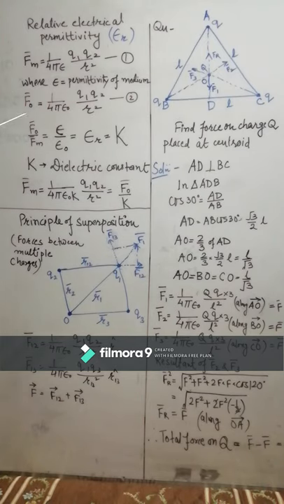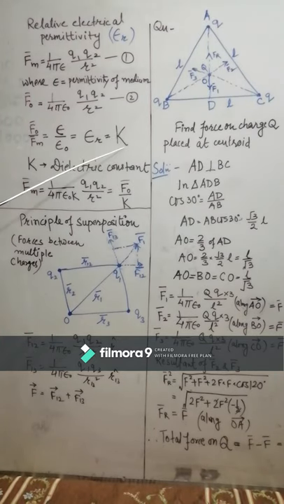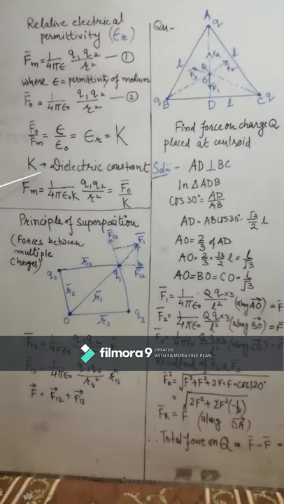Now if we divide equation 2 by equation 1, then F0 by Fm is equal to epsilon by epsilon naught. You see, F0 by Fm will give you epsilon by epsilon naught. This is equal to epsilon r, relative electrical permittivity. It is also denoted by capital K. Capital K is called the dielectric constant. Different mediums have different values. For free space, for vacuum, its value is 1. For air, it is 1.0006, I think. For water, it is 81. So this K has a different value for different mediums.